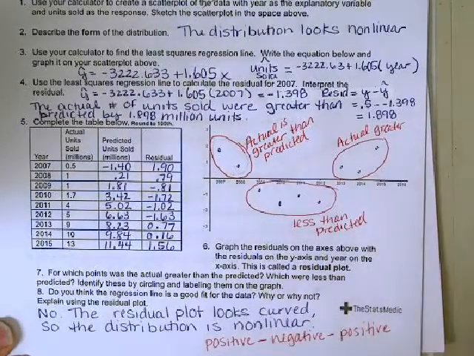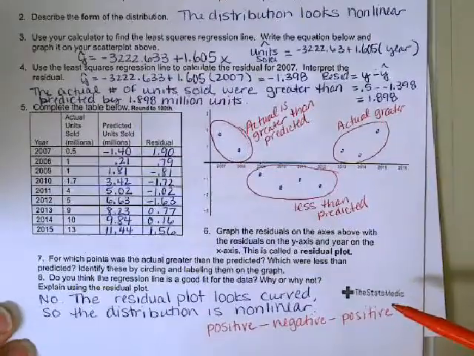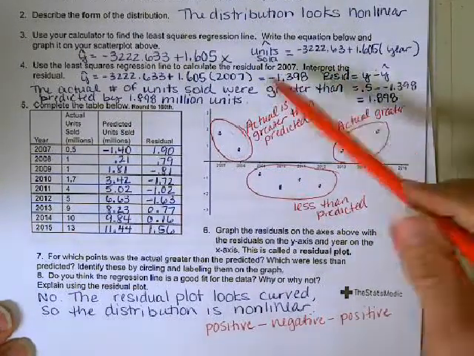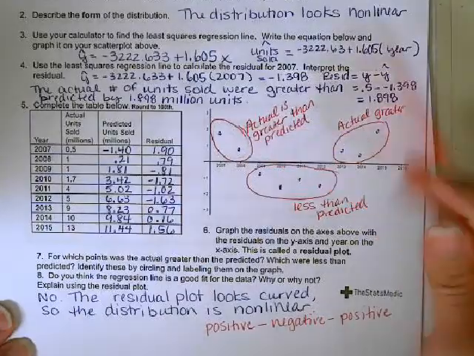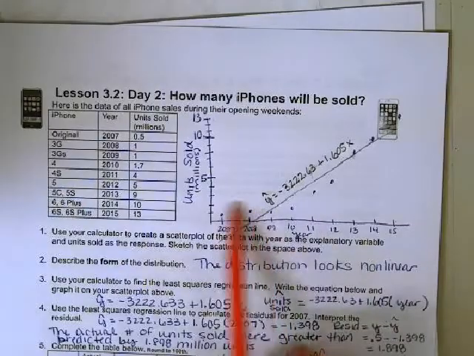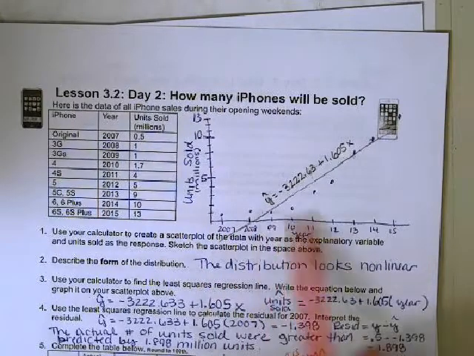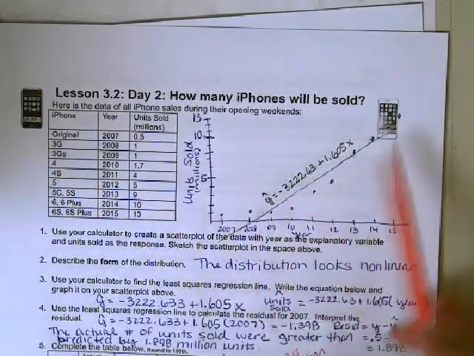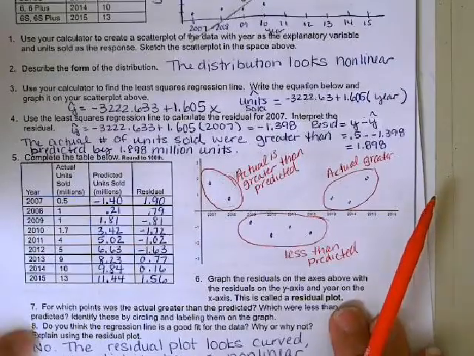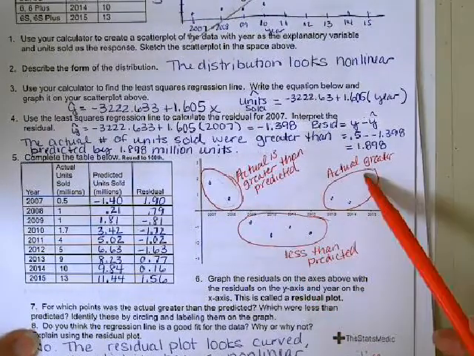So this is indicating that our original data was actually curved. And you can see if you were to look back at the scatter plot up here, the first ones were above the line, the next group is below the least squares regression line, and then we're above the line again. And that's exactly what the residual plot is showing us.